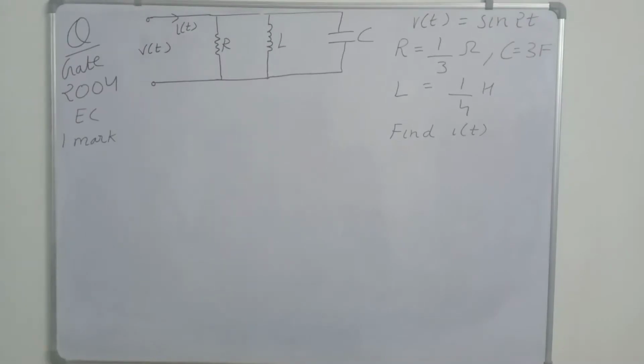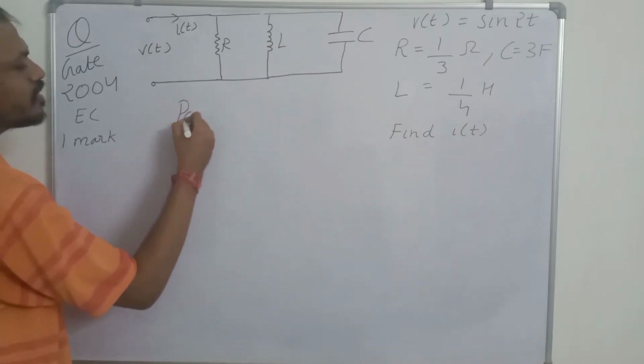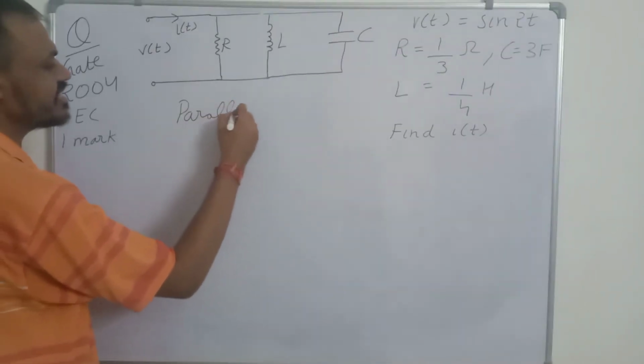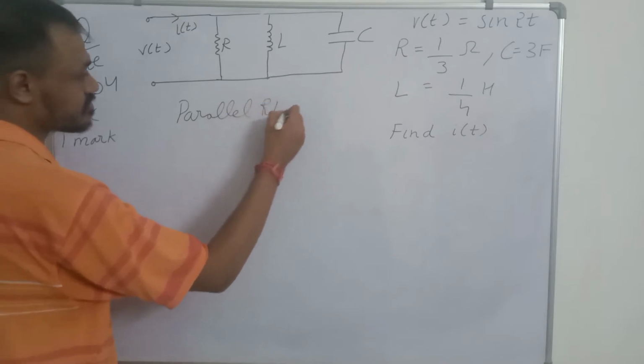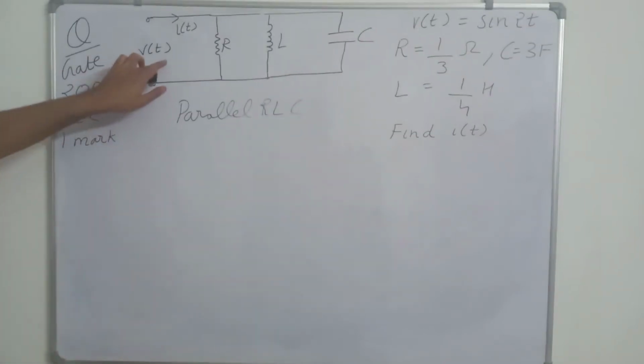So this is a question from GATE 2004 electronics branch. This is a circuit. A parallel RLC circuit is given to us, and this is the voltage V of t, and this is the current I of t.